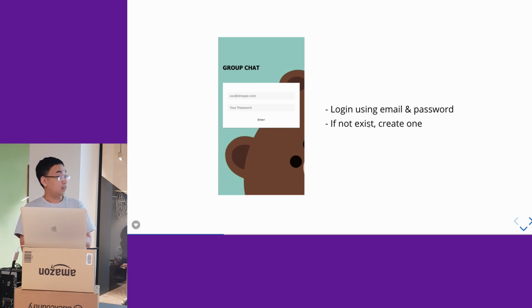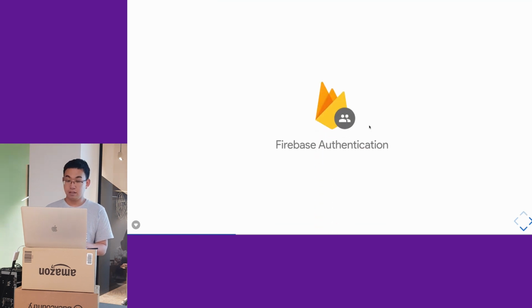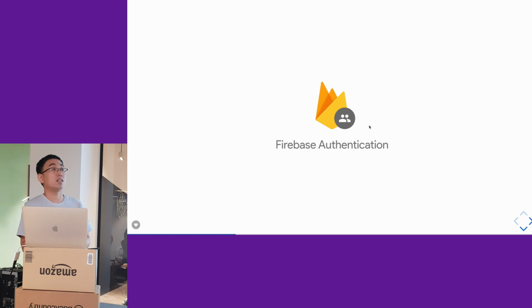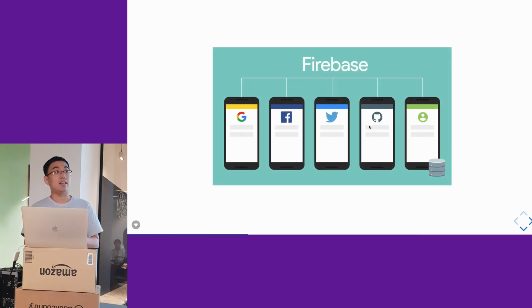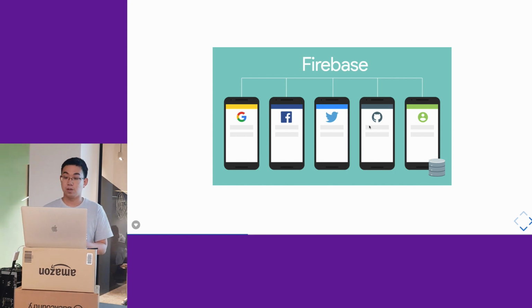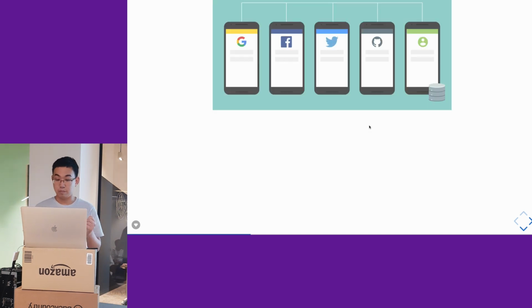Okay, here is the login page. It only allows users to sign in using email and password. If the user doesn't exist, then we just create an account for him. Okay, to handle the user management, Firebase provides a feature called authentication. With Firebase authentication, we can allow users to sign in using some third-party accounts like Facebook or Google, and it also allows users to sign in using email and password. Today we are just using the email and password.